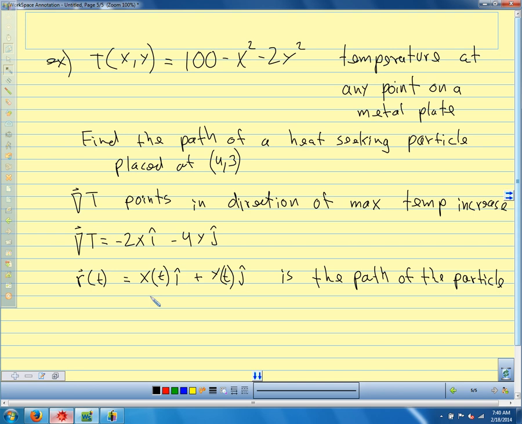Anybody have an idea? No ideas? How about r prime? Isn't r prime tangent to our path? Doesn't r prime point in the direction of motion? R prime points in the direction of motion. R prime is going to be x prime of t i plus y prime of t j. And that points in the direction of motion.